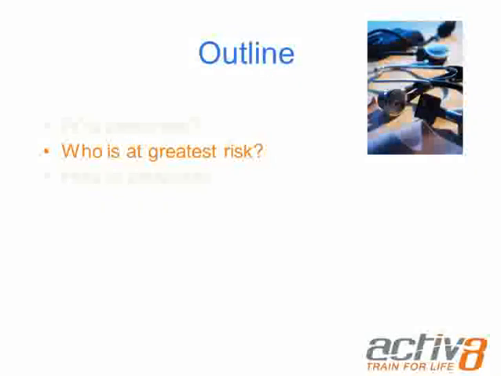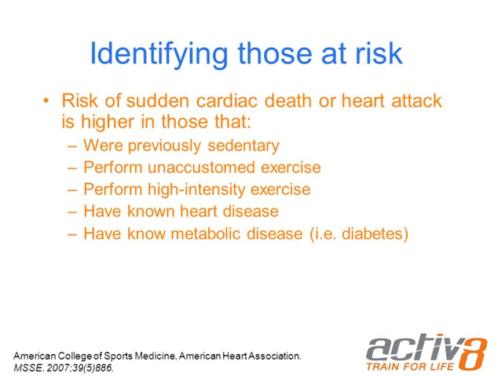So now let's take a peek at some of the groups who are at a higher risk of having a severe adverse response to exercise. Research has shown that those who are previously sedentary, who perform exercises they are unaccustomed to, and especially exercises at high intensities, are at greater risk. These are just some reasons to begin exercise programs at lower intensities and progress from there. Also, those that have known heart disease or metabolic disease such as diabetes are at a greater risk as well, and pre-screening tools will help you identify these individuals.